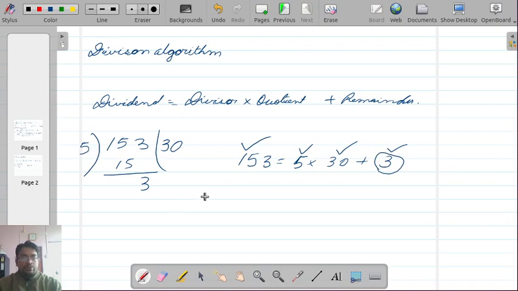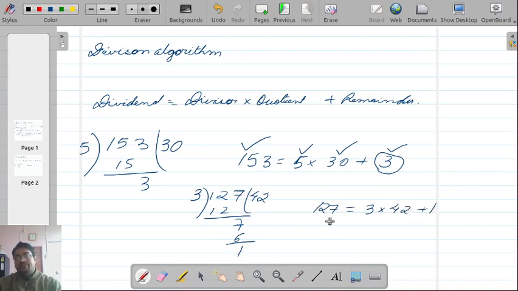So it cannot be something like, say 127 divided by 3, 3 times 4 is 12. We will not say that 7 is the remainder, because we can reduce it further. We can write 127 as 3 into 42 plus 1. In this form we write it as divisor into quotient plus remainder.